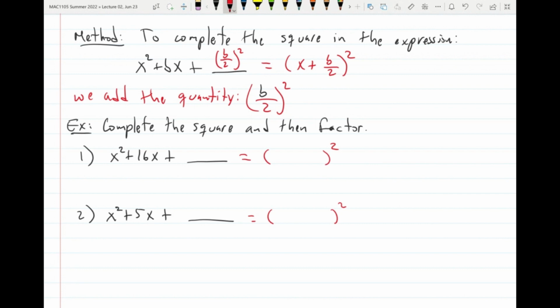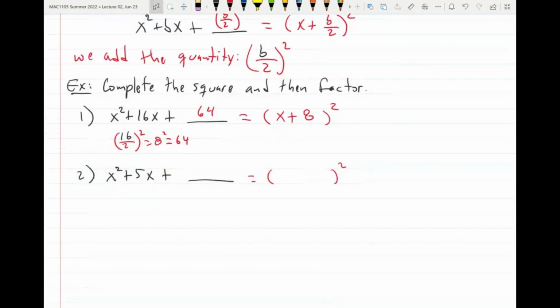All right, the first one. What do we need to have in there? Very good. The 64. Everybody understand where the 64 is coming from? So just take the 16, divide it by 2, and square it. That will give you 8 squared, which is 64. That's the number that we need there. Now, how do we factor? x plus 8 squared. Very good. Questions?